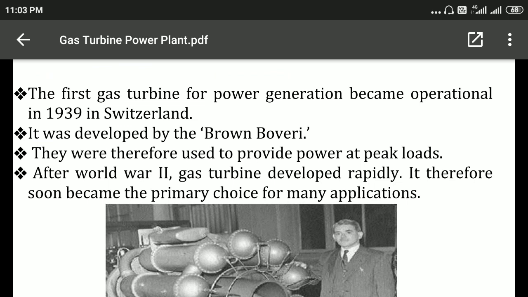Therefore, it is used to provide power at peak load. We know that power plants can be used in two ways: the first is as base load, and the second is as peak load. As base load we can use the thermal power plant and nuclear power plant, and at peak load we can use the gas turbine power plant, diesel engine power plant, and hydroelectric power plant. So the gas turbine power plant can be used for peak loads.